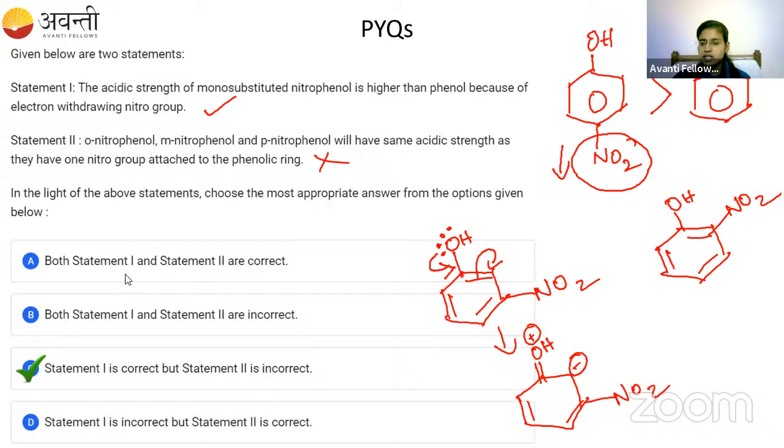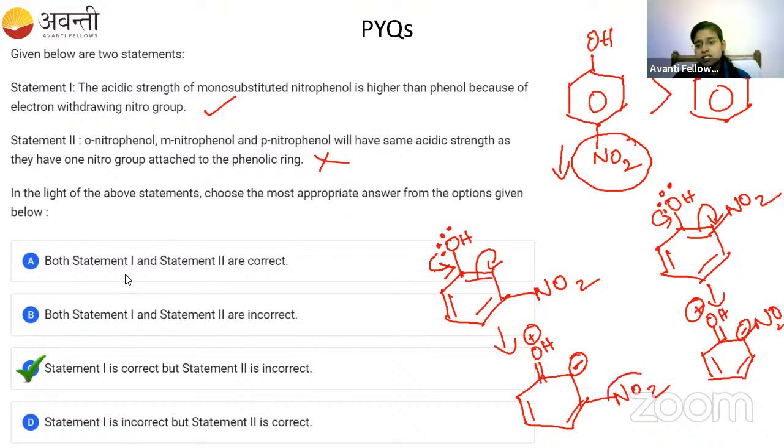Right? But if you do the same thing with the ortho, if I shift the electrons like this, what am I getting? I will get NO2 and here double bond OH and here the negative charge will come and get delocalized. Okay. So you know what happens? The negative charge gets delocalized in ortho and para positions, not in meta. It will not get delocalized in meta.